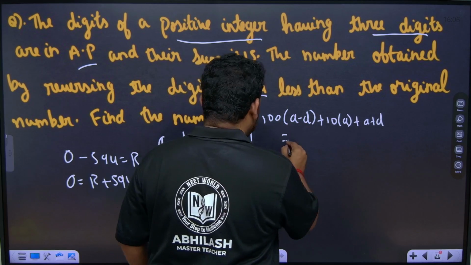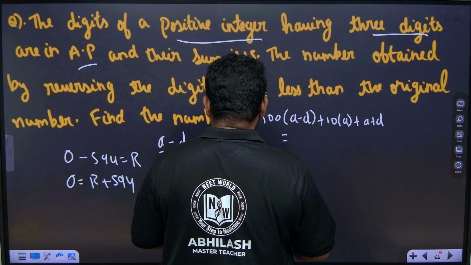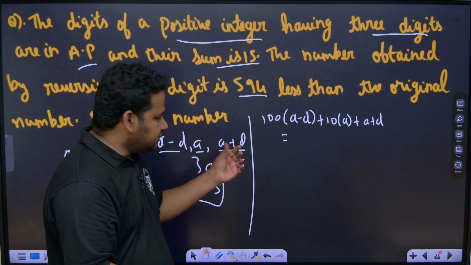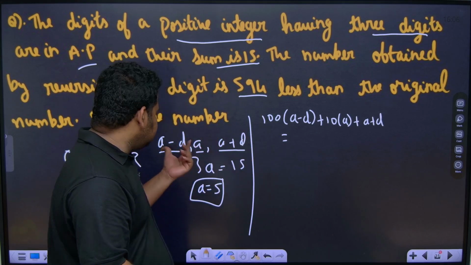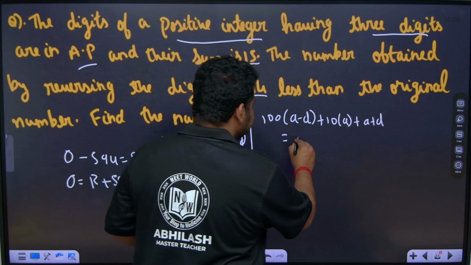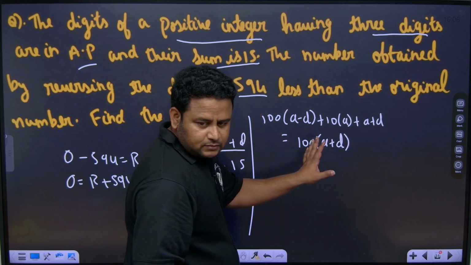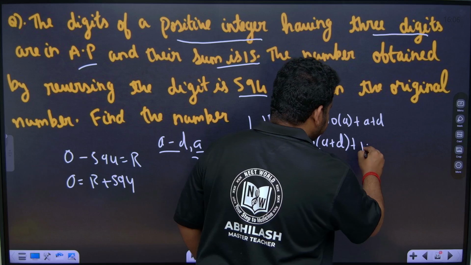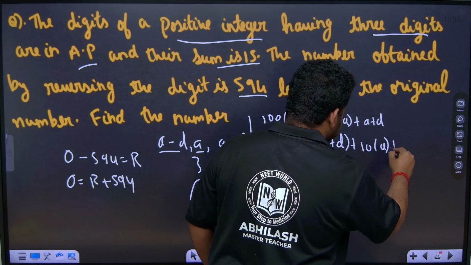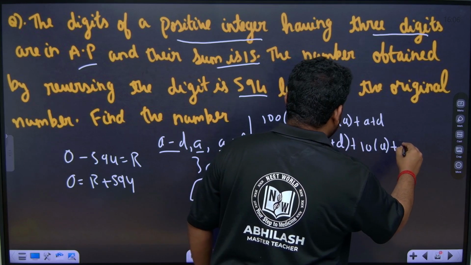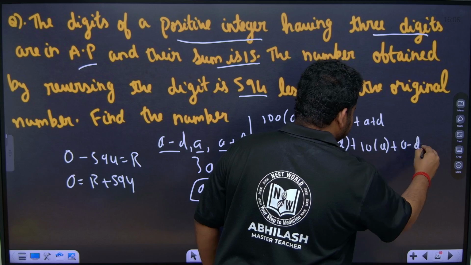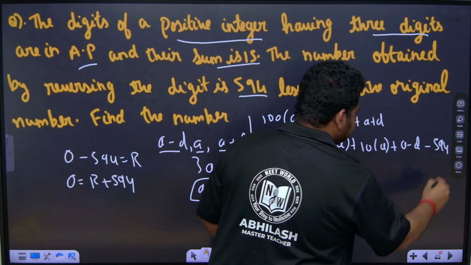This will be equal to the reverse. Reverse means this will become 100. This will remain tens, it will not change. This will remain the single digit. So 100 into (a plus d), understood? Plus 10 into a, plus 1 into (a minus d). This minus 594. Is it clear till here?